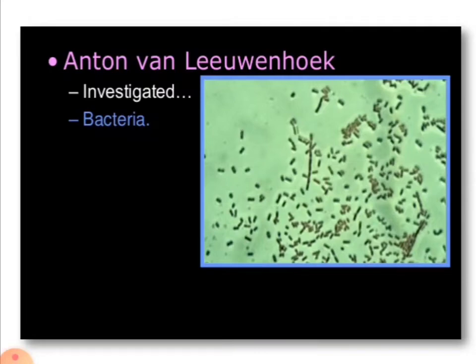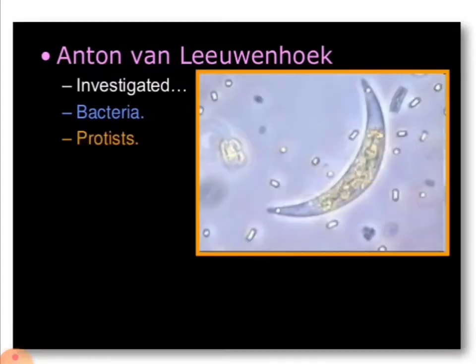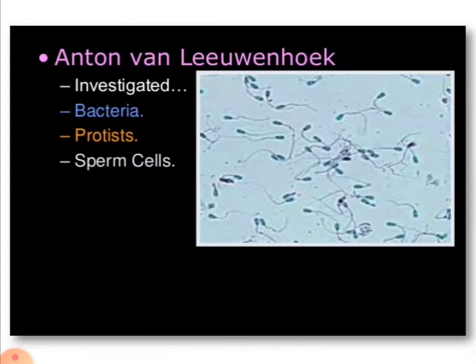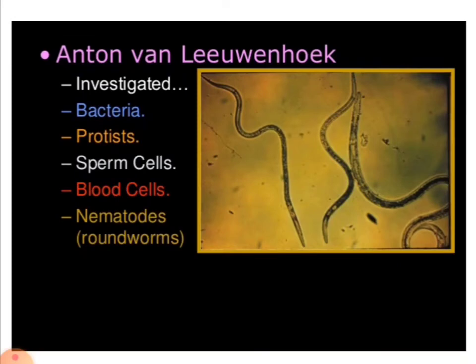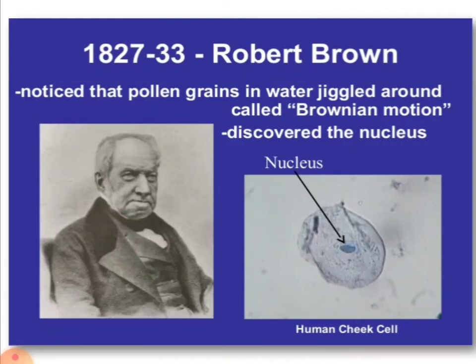So his microscopes were much more advanced than the other scientists', and he investigated some of the bacteria, then some protists, some sperm cells, then yes, blood cells, even some roundworms were observed by Anthony von Leeuwenhoek. So this was the discovery of Anthony von Leeuwenhoek.